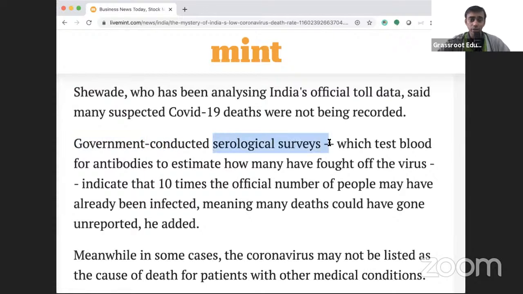Government conducted serological surveys, basically blood tests to check antibodies. Government conducted serological surveys which test blood for antibodies to estimate how many have fought off the virus. Something positive, so put that tone up. To estimate how many have fought off the virus, indicate that 10 times the official number of people may have already been infected. May have already been infected. Meaning, many deaths could have gone unreported.